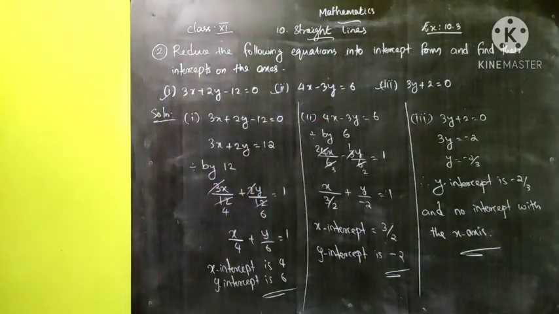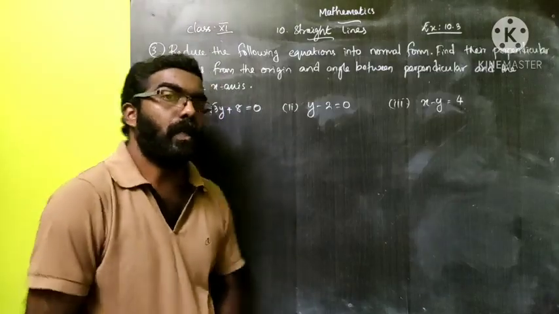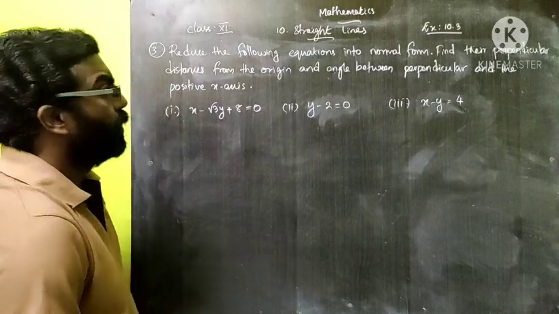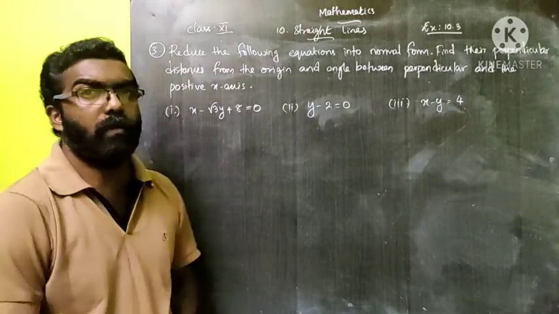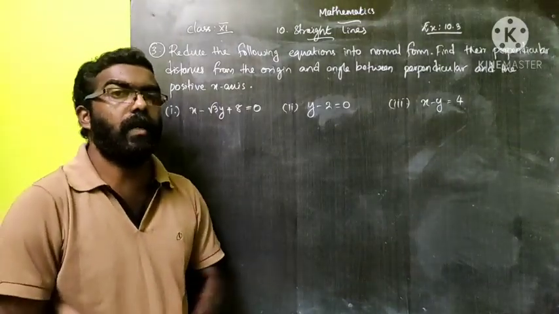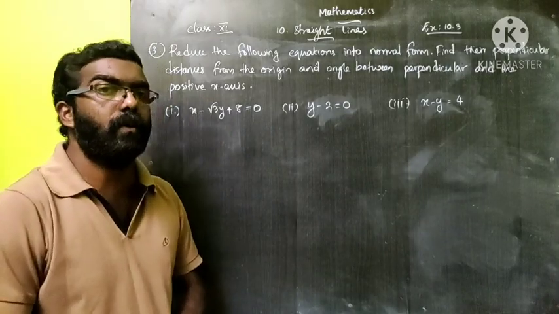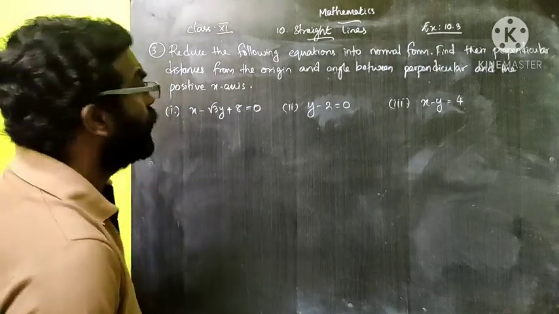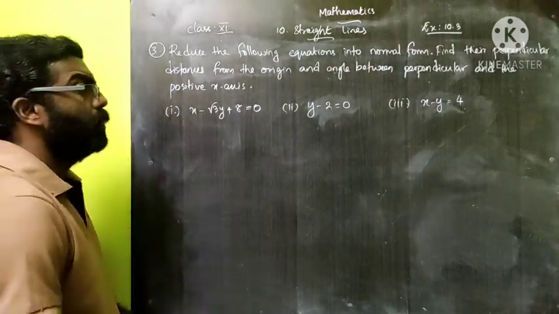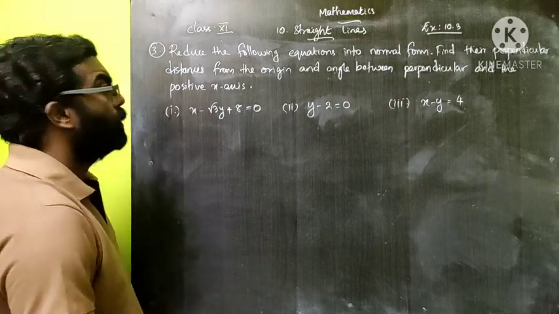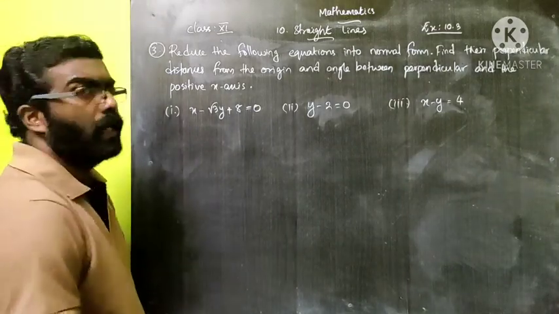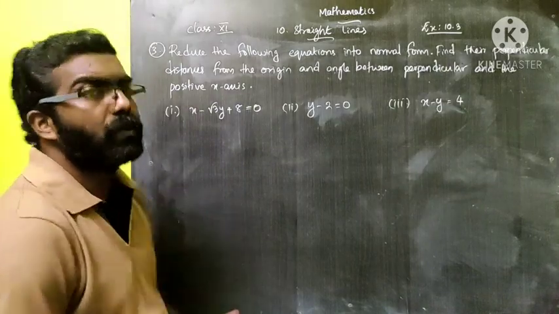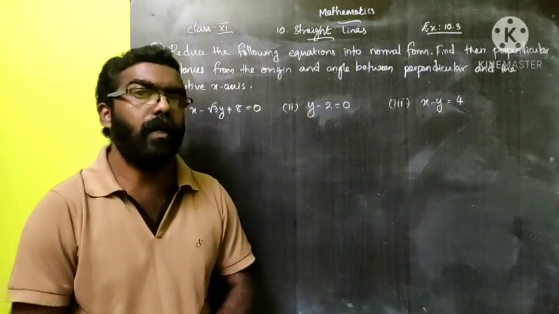Clear? Now we move on to the third question. Reduce the following equations into normal form, that is x cos omega plus y sin omega is equal to p. Find their perpendicular distances from the origin and the angle between the perpendicular and the positive x-axis. That means we have to find the values of p and omega.